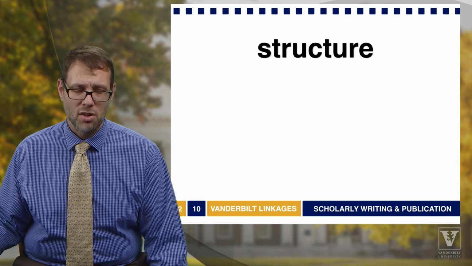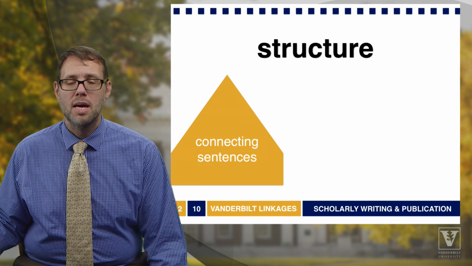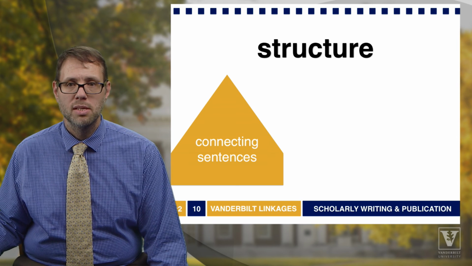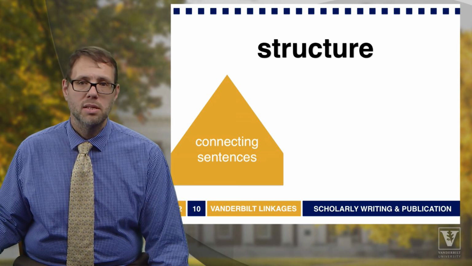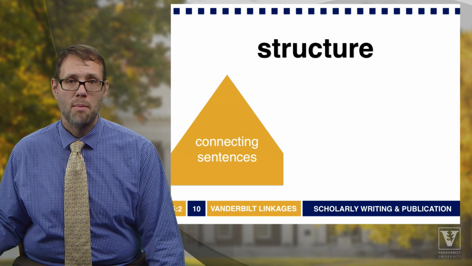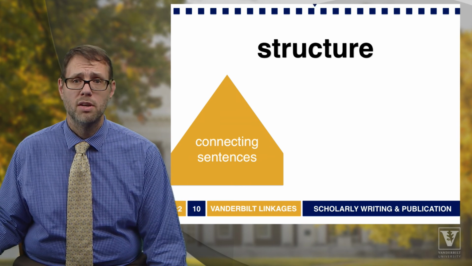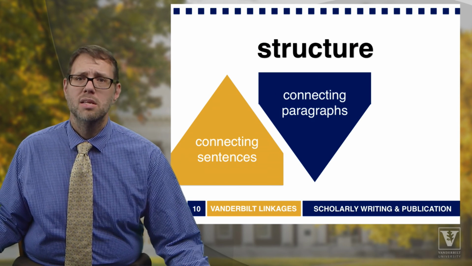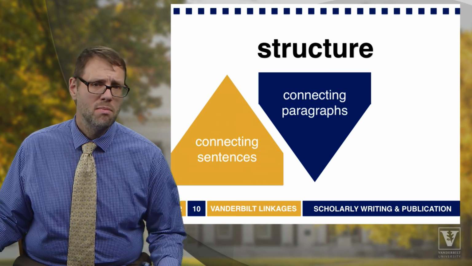When we talk about structure, what we really are looking at is how we're connecting our sentences together, the transitions between the sentences. Where does one sentence stop and another one start? Again, how many simple sentences do we have in a row? How many compound or complex sentences do we have in a row? And how do we connect paragraphs? Where does the one thought end and a new thought begin? How do we bridge that?